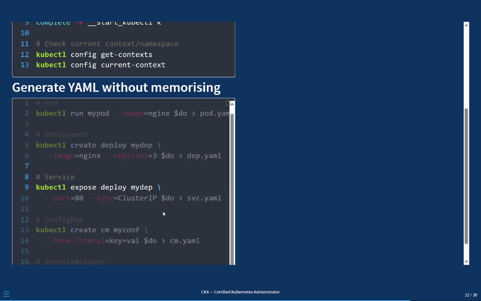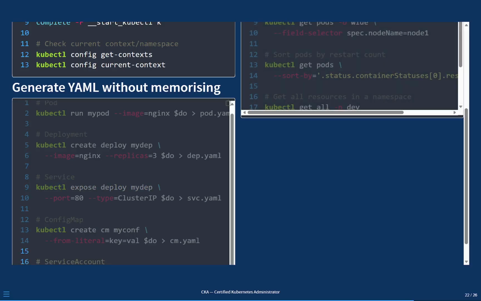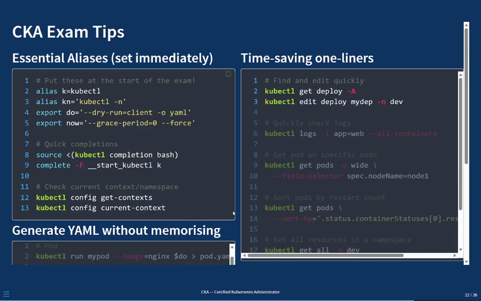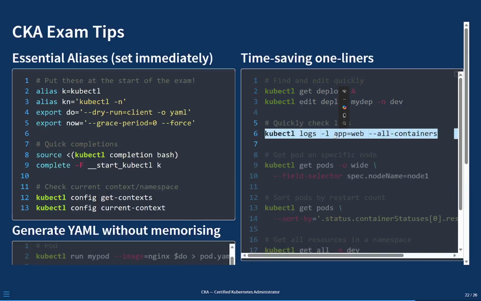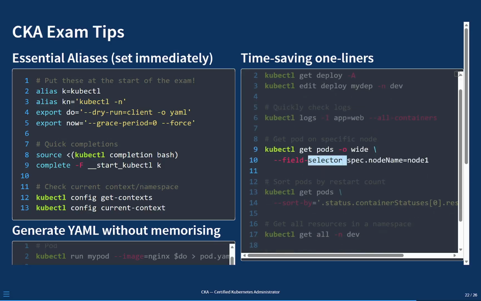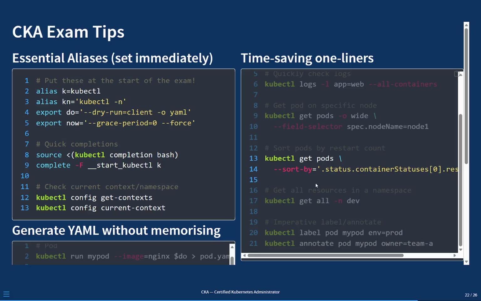Quick time-saving one-liners. kubectl get events --sort-by=.lastTimestamp for recent cluster events. kubectl logs -l app=web --all-containers to stream logs from all pods of a deployment simultaneously. kubectl get pods -o wide --field-selector spec.nodeName=node1 to see what's running on a specific node. And kubectl get pods --sort-by=.status.containerStatuses[0].restartCount to find the most crash looping pod immediately.